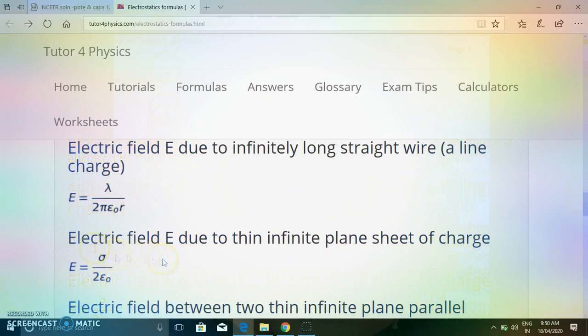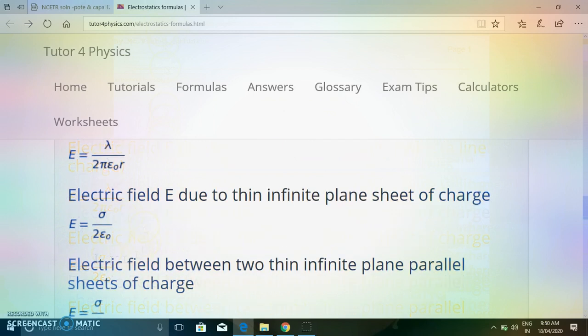Then we have done the electric field E due to a thin infinite plane sheet of charge. This is the second application, and this application we have already used to derive the expression for the capacitance of a parallel plate capacitor. So E is equal to sigma, sigma is the charge density, divided by 2 epsilon naught. Epsilon naught is the permittivity of free space.